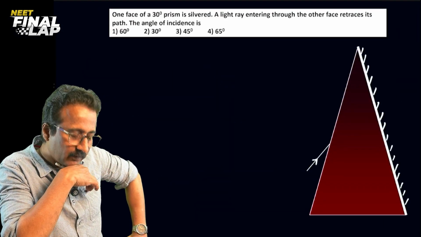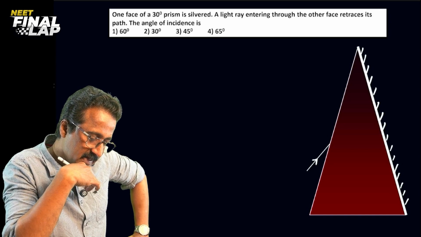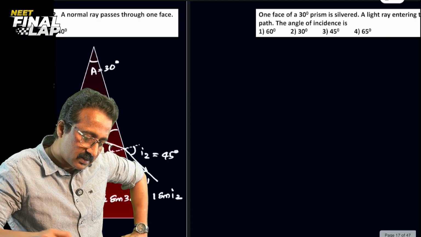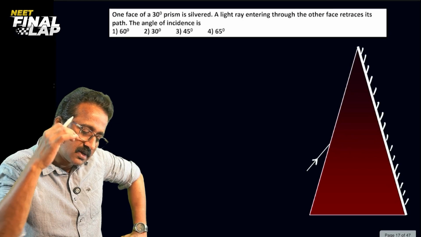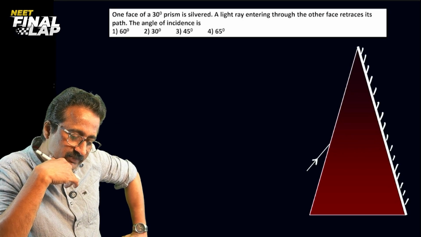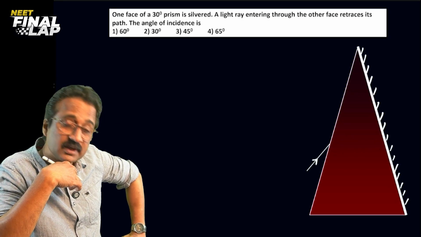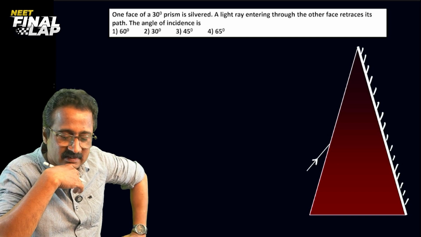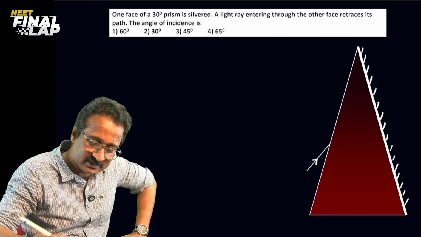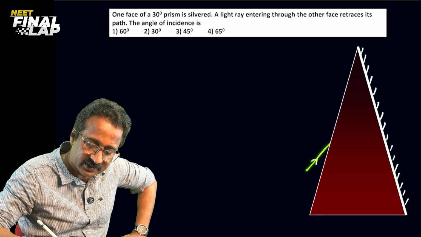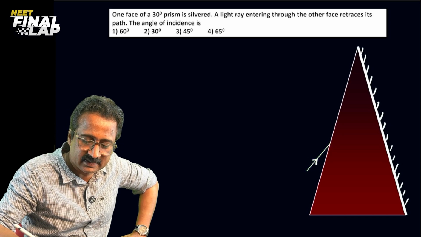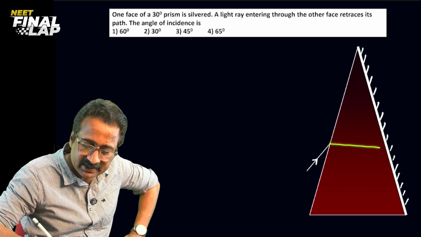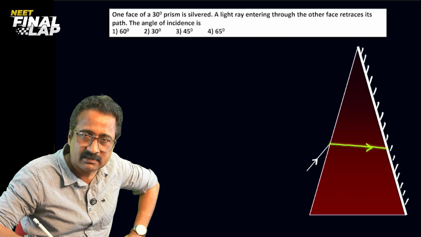I have one more question based on prism. One face of a prism, 30 degree prism, is silvered. A light ray entering through the other surface retraces its path. What is the angle of incidence then? What is this retracing of light? See, this is the way light rays are entering. That's given. They say that it is falling obliquely on the prism. Now this light ray can take a bend. Sometimes it takes a bend like this.